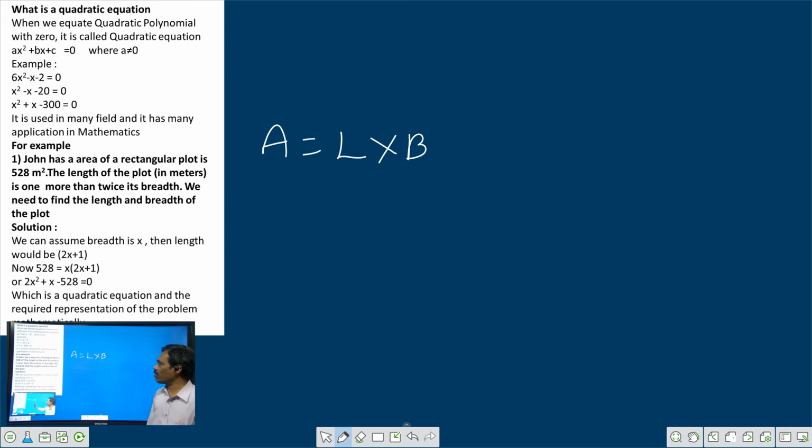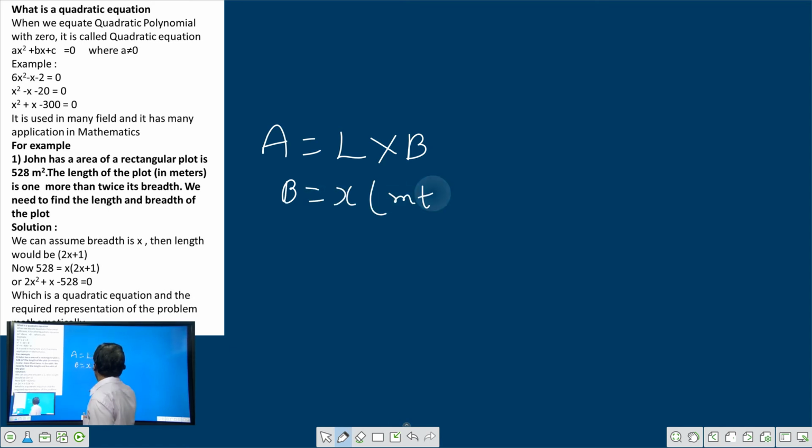Okay, L is length and B is breadth. Coming to here, what are we assuming? We assume the breadth is x. So if I assume the breadth as x meters, then breadth is equal to x meters. See what it is saying.